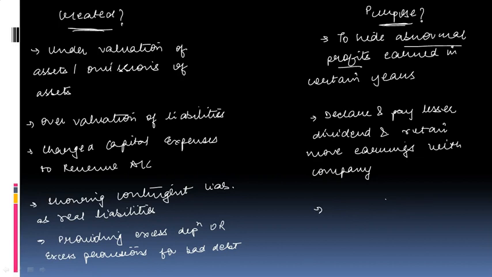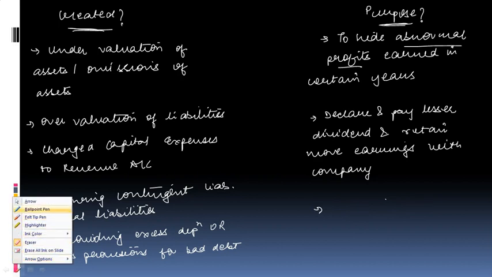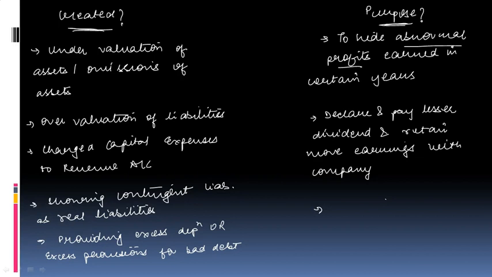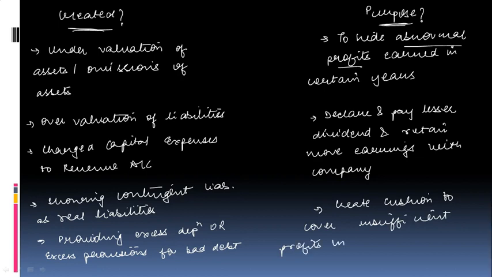So this is all about declaring and paying it, sir. Create cushion to cover insufficient profits and lenience. So just like sometimes there are favorable business opportunities, sometimes there are less favorable business opportunities.